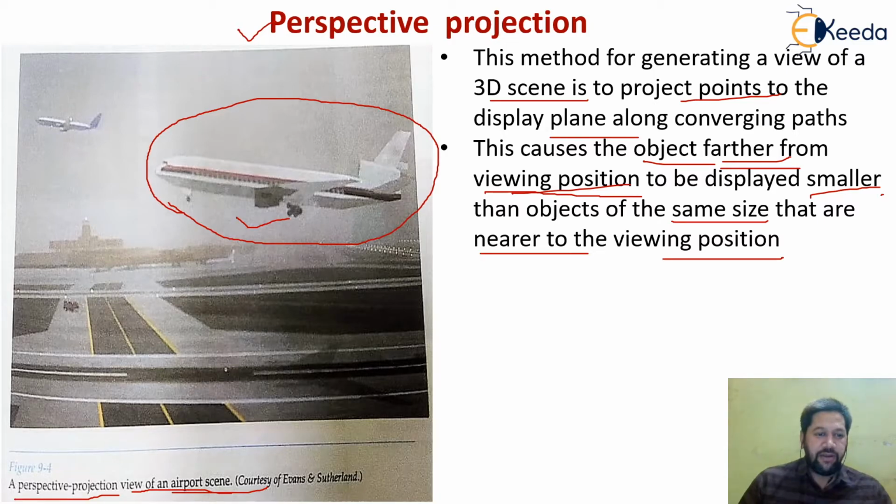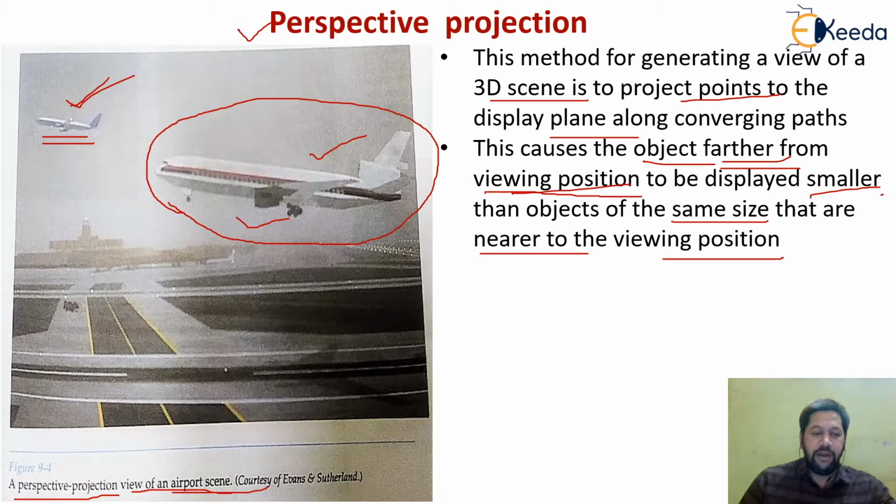Whereas this is another aircraft, or plane. Actually, the size of this plane and this plane is the same, the actual size is the same. Getting me? But as this particular aircraft is at the farthest distance from my viewing position, it will appear smaller. So we may feel that this aircraft is of small size and this one is of larger size. That is what happens in the perspective projection.